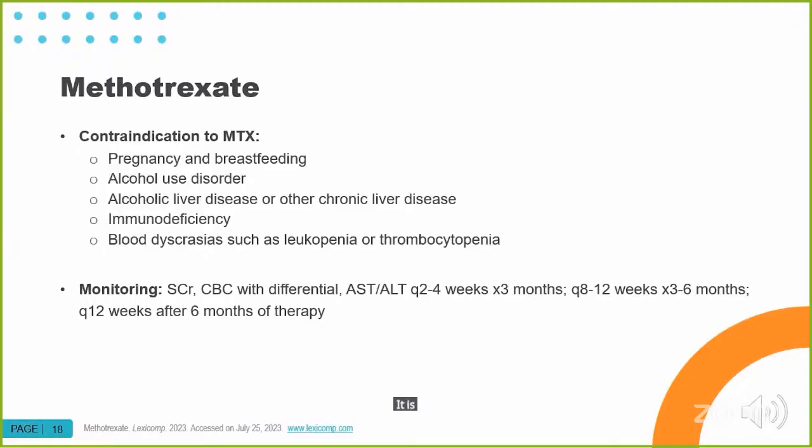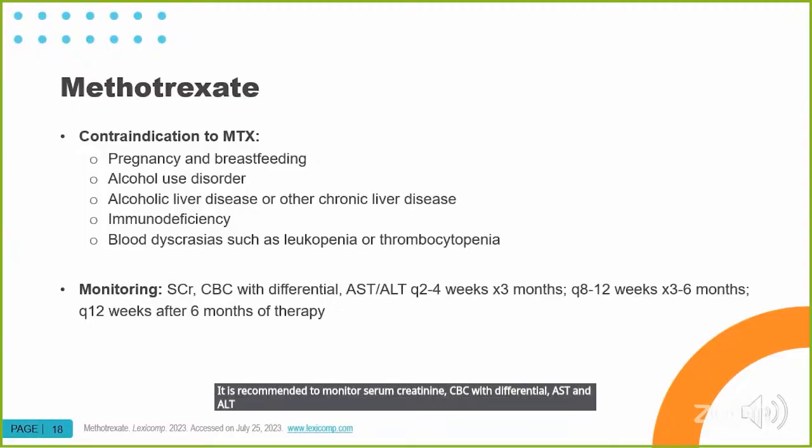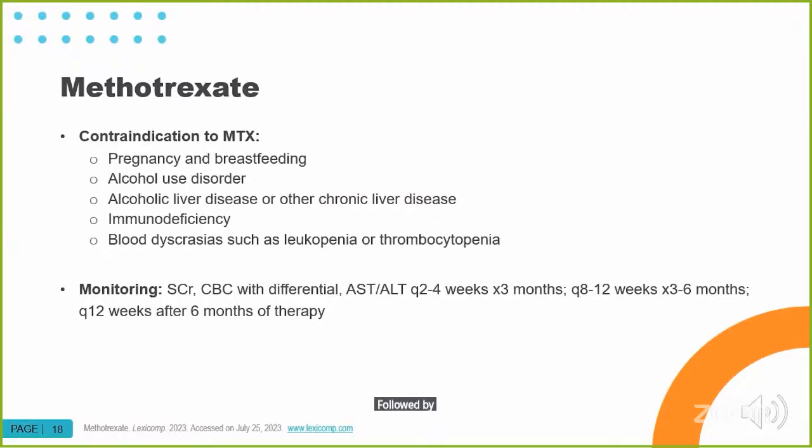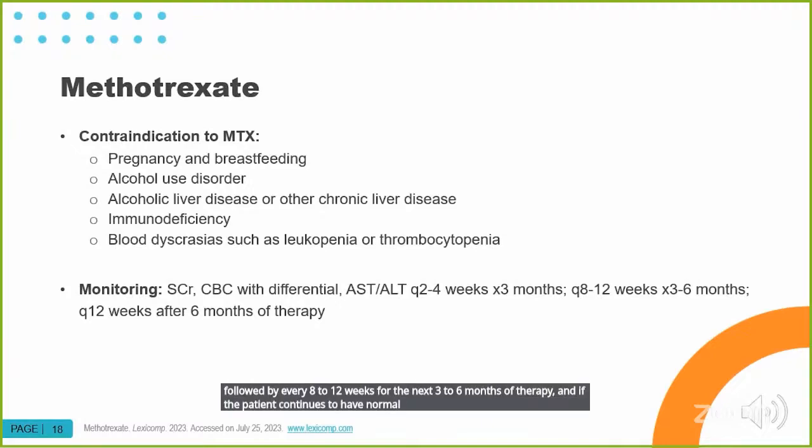It is recommended to monitor serum creatinine, CBC with differential, AST and ALT at baseline, as well as every 2 to 4 weeks for the first 3 months of therapy, followed by every 8 to 12 weeks for the next 3 to 6 months of therapy. And if the patient continues to have normal levels, the monitoring can be stretched out to every 12 weeks, every 6 months of using methotrexate.